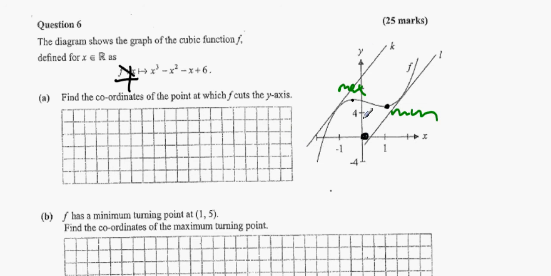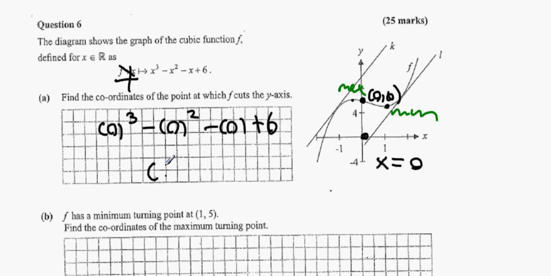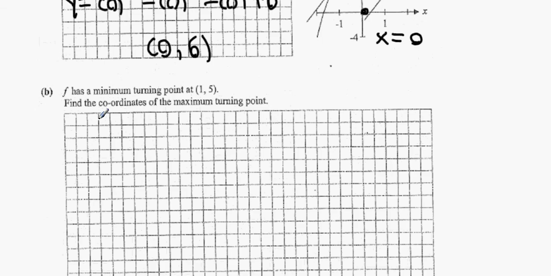On the y-axis, x always equals 0. So what we can do is replace x with 0. So we're going to get 0 cubed minus 0 squared minus 0 plus 6. This means it hits at the point 0, 6, where x equals 0, and because x equals 0, y must be 6.